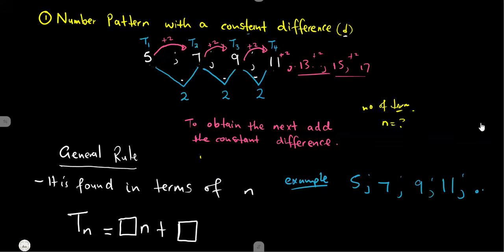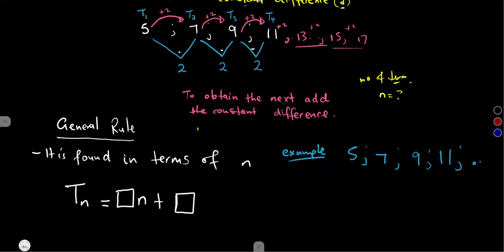This is what I want you to understand about these two. The number that multiplies n, we know it because it represents our constant difference, the one that we calculated. So you are supposed to put your constant difference back in here.